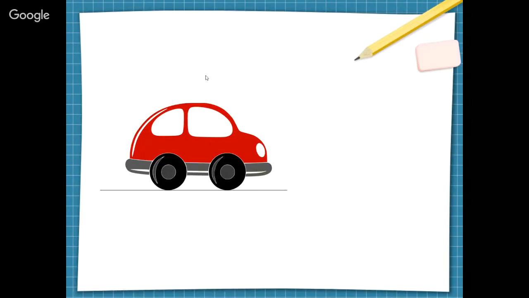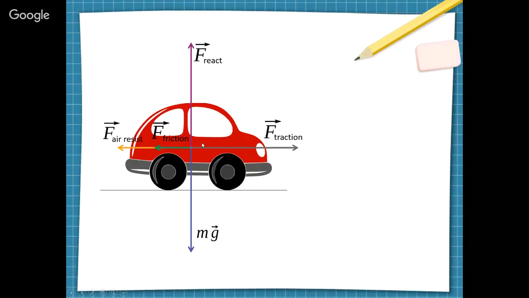We have some vehicle, a car, and to obtain some kinematical characteristics of this car, we just need to use Newton's equations. To use them, we need to show each force acting on this car. And let's start.